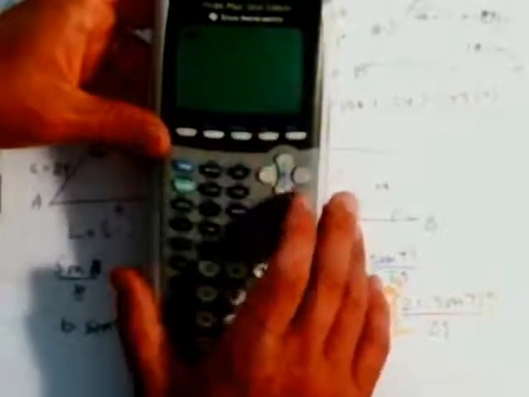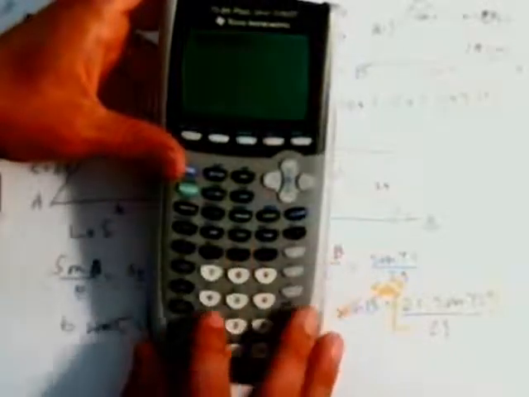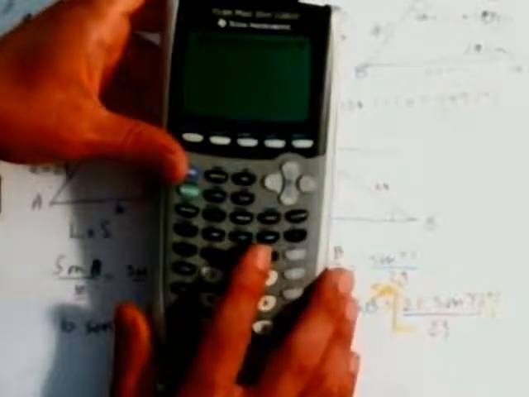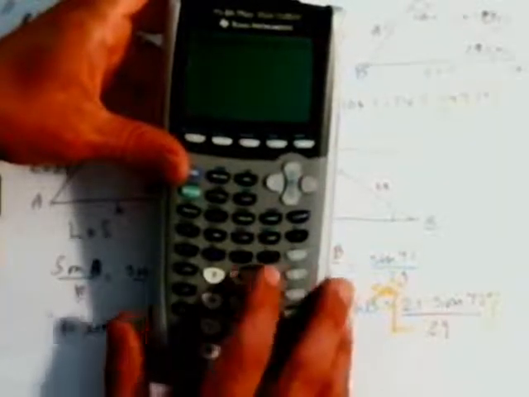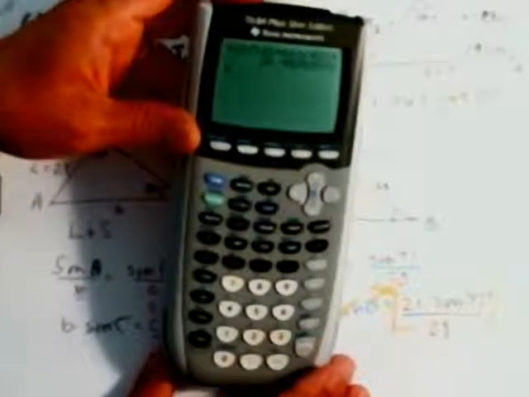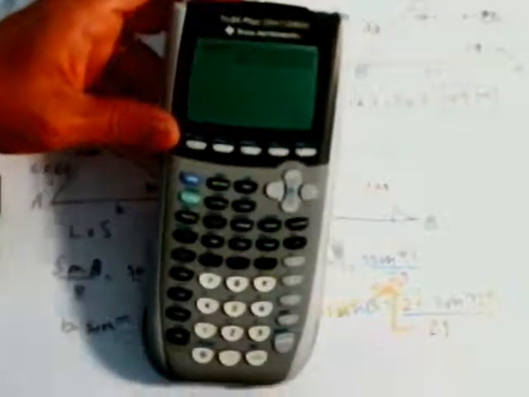It's called user input error. Let's try it again. Sine inverse of 21 times sine of 42, and parentheses divided by 29. Now I'm not going to even put that in parentheses. I should get a real nice number this time, okay? And I should get 28.98, which is approximately 29 degrees. And that's equal to B.